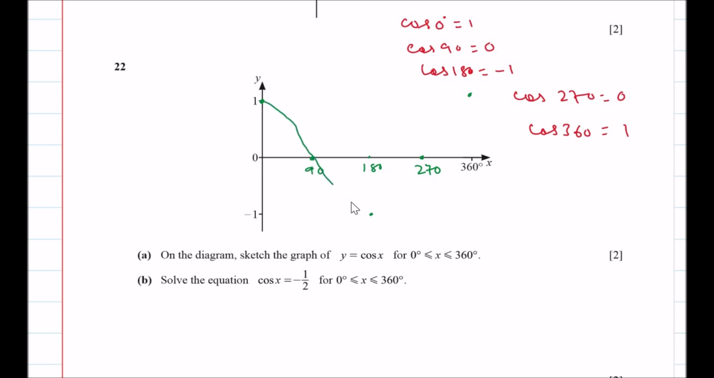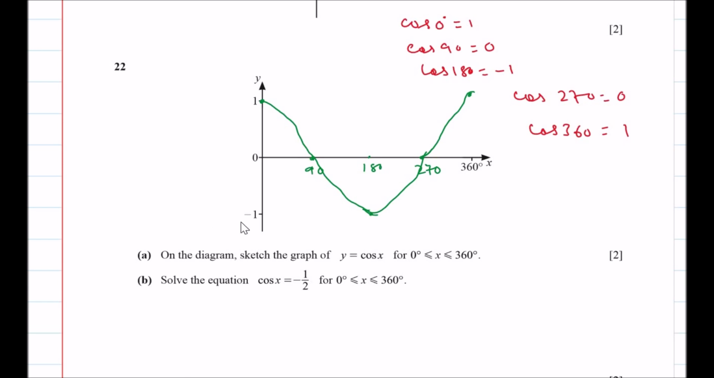Then come down, like this. So here, so this is the graph for y equal to cos x.